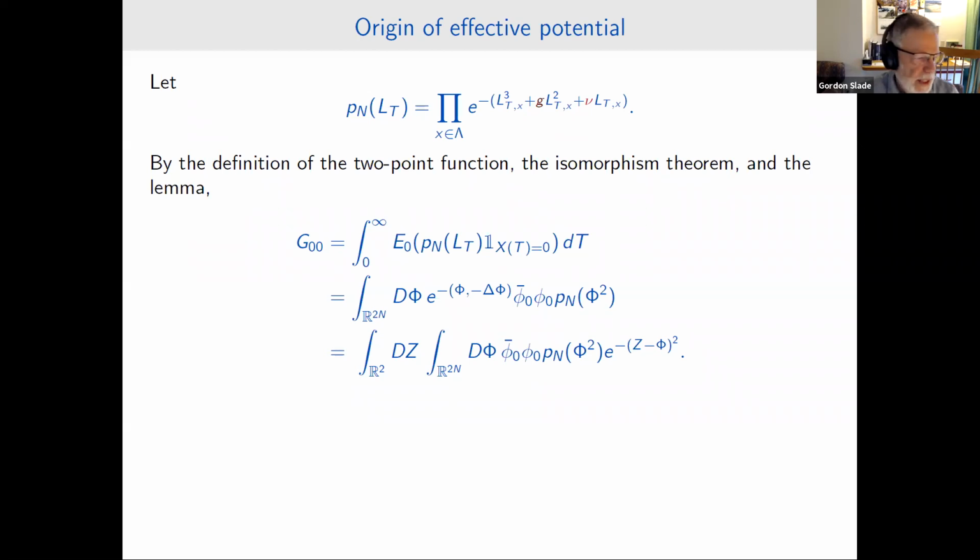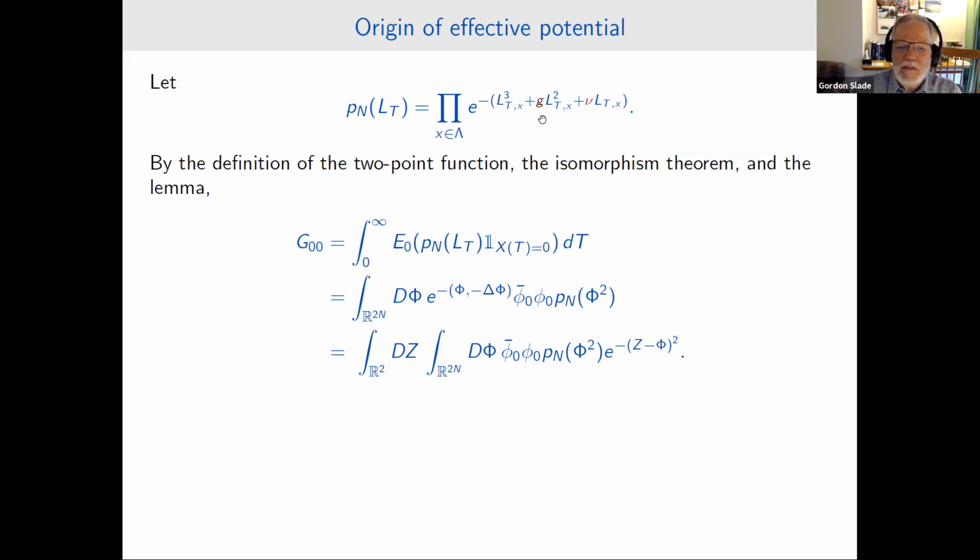And so here's where the effective potential comes from. Let me define this function Pn of the vector of local times. I'm going to write it as a product, which is a product of exponentials, so it's also the exponential of the sum, which is the way that we saw it in the 2-point function. Let's move the product up into the exponent. Then you have the exponential of the sum of the local time cubed, g times the local time squared, nu times the local time. That would just be nu times t. When you do that sum over x of the local time, you recover the t.